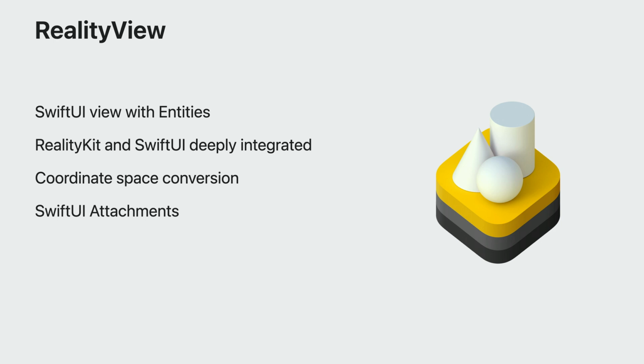Let's take a moment to look at how we can use attachments inside Reality View. The Reality View initializer that we're going to use takes 3 parameters: a make closure, an update closure, and an attachments view builder. The make closure allows you to create entities and attach them to the root entity. The update closure is called whenever the state of the view changes.